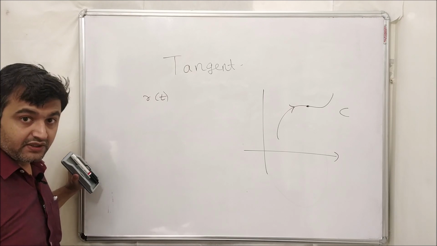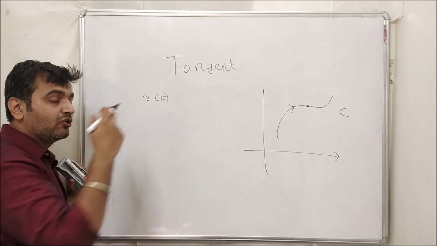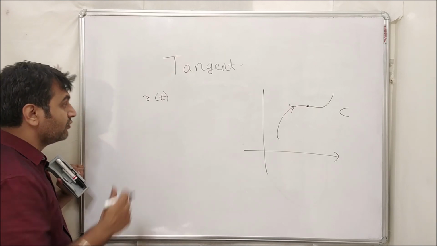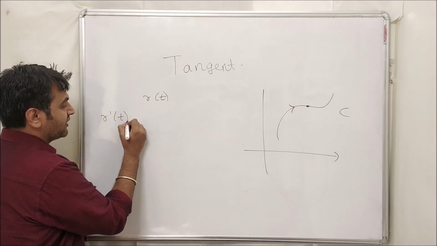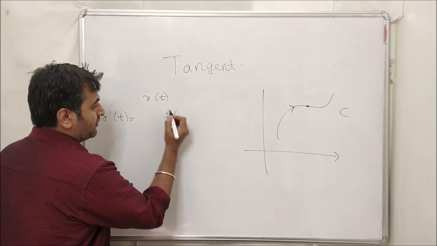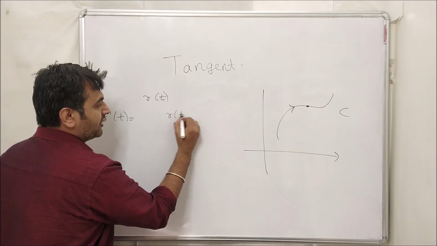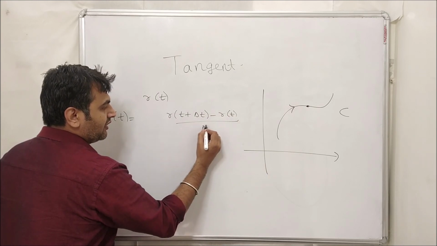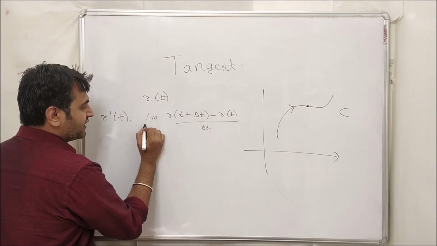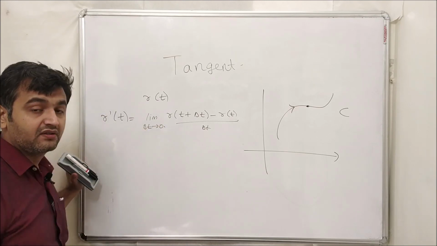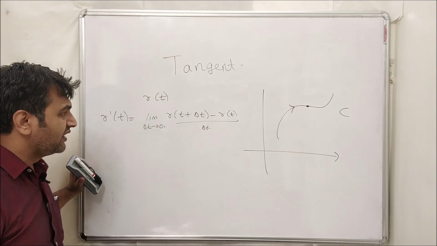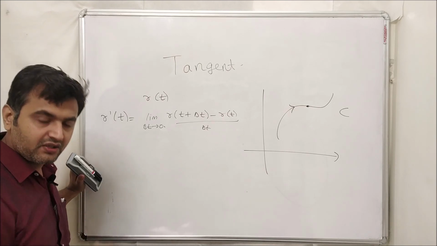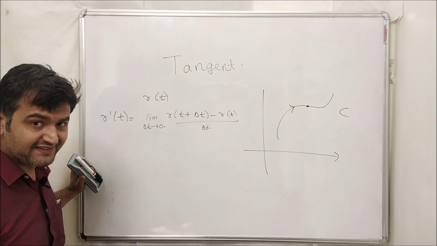Then what is the tangent vector? Since R depends on only one variable, and we know that the tangent is nothing but the derivative, the tangent vector is nothing but R prime of t, which is the limit as delta t goes to 0 of [R of (t plus delta t) minus R of t] upon delta t. This is one way to find it, but we don't usually go by this definition. We usually go component-wise, which we will see in the example.